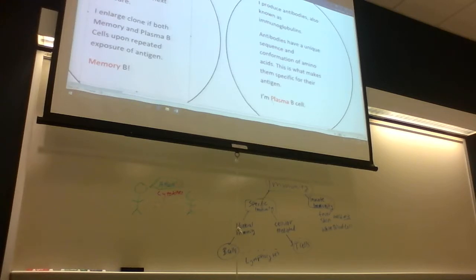Plasma B cells, okay? Antibodies are produced in your bloodstream. They're put through your bloodstream. Your plasma B cells produce the antibodies. Another thing too, antibodies are also known as immunoglobulins. So they mean the same thing, they're just two different words. So antibody and immunoglobulin.